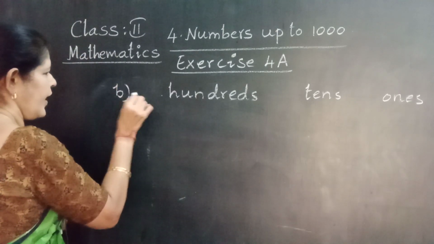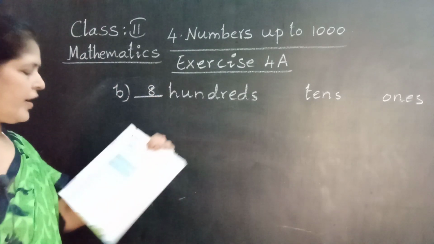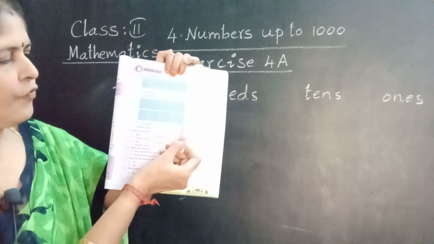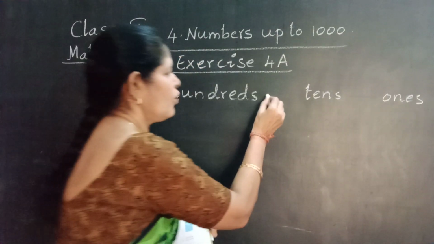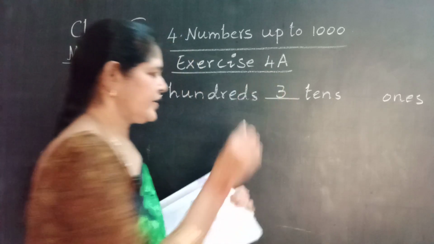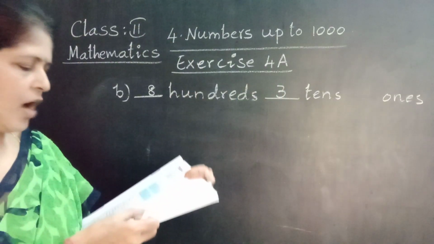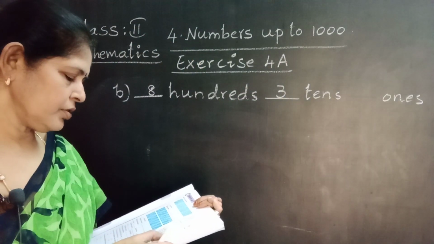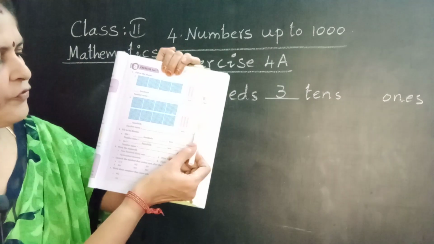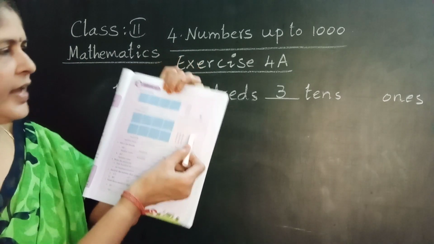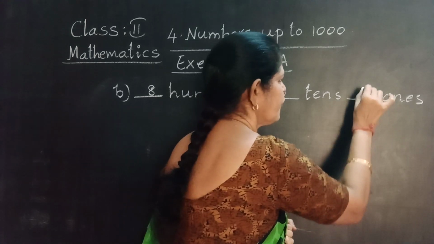Yes, 8 hundreds. Now going to count tens. 1, 2, 3. How many tens? 3 tens. How many ones? Count. 1, 2, 3, 4. Be careful. 1, 2, 3, 4. How many ones? 4 ones.